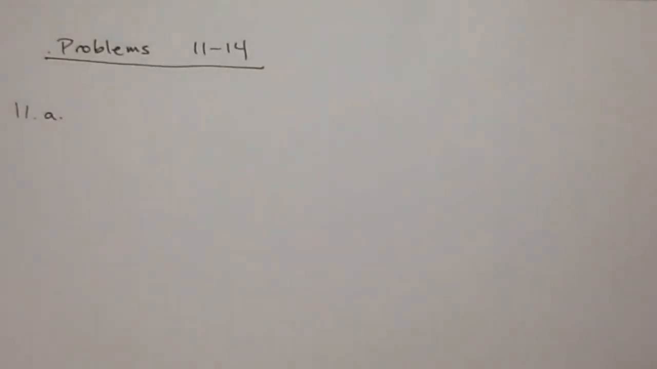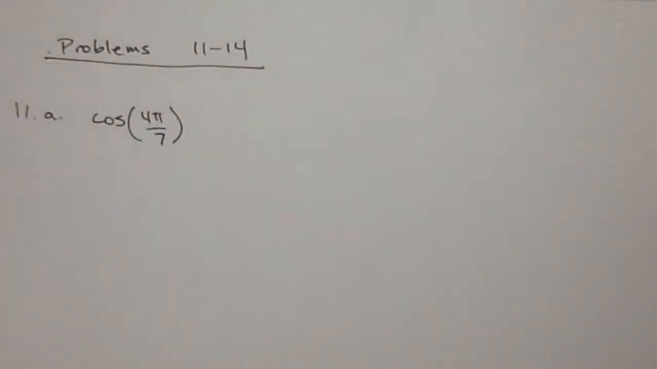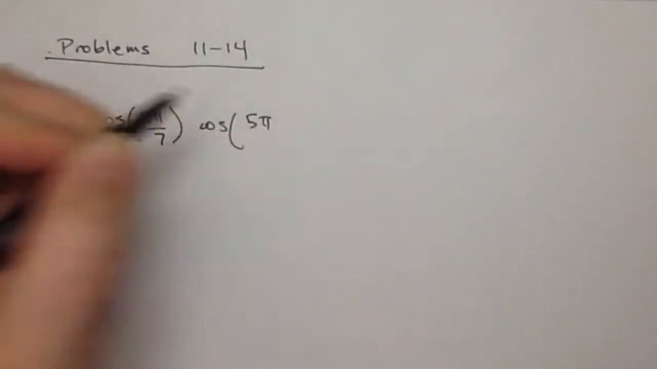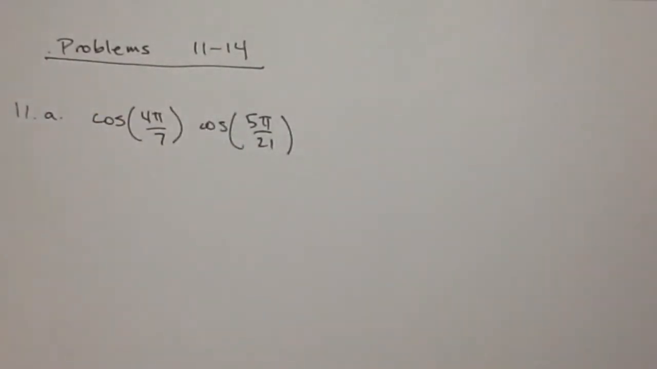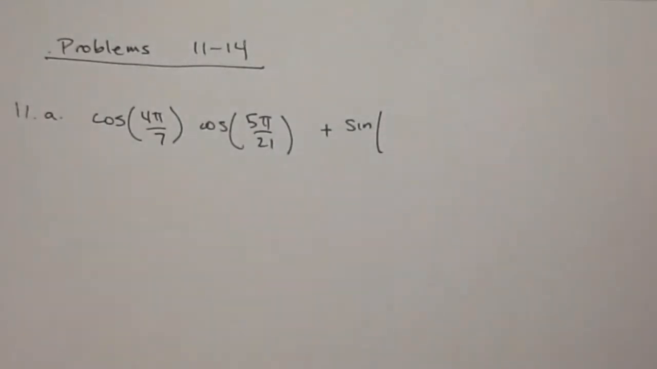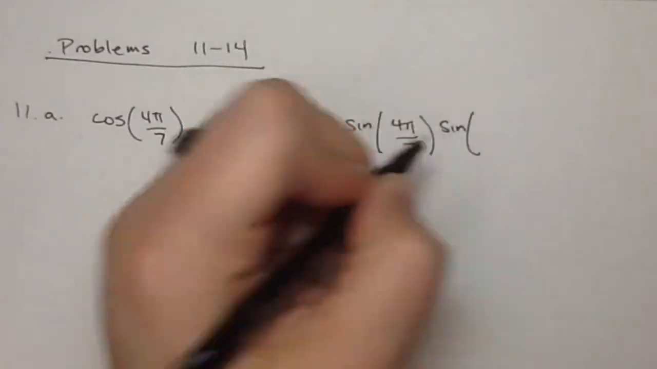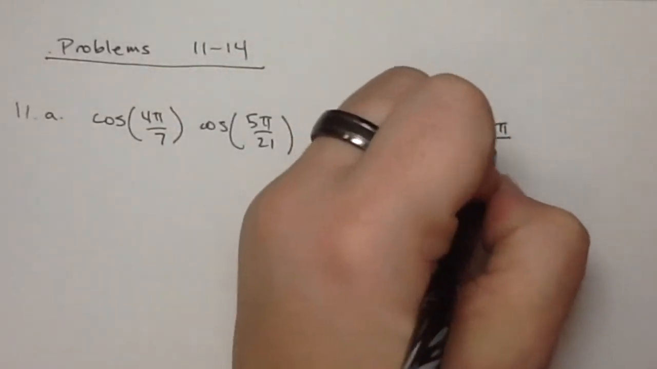11a asks us to rewrite and then evaluate the following: the cosine of 4 pi over 7 times the cosine of 5 pi over 21 plus the sine of 4 pi over 7 times the sine of 5 pi over 21.